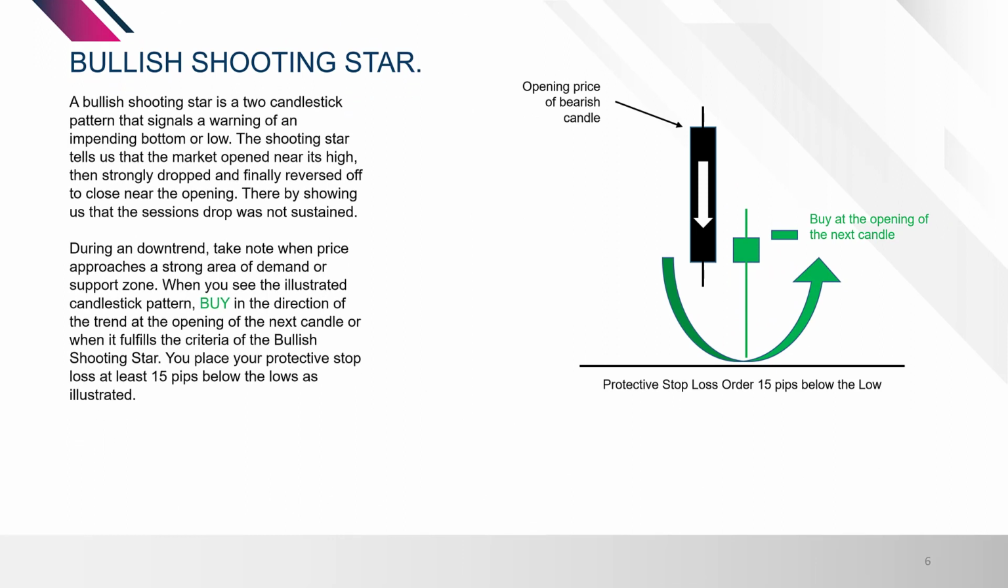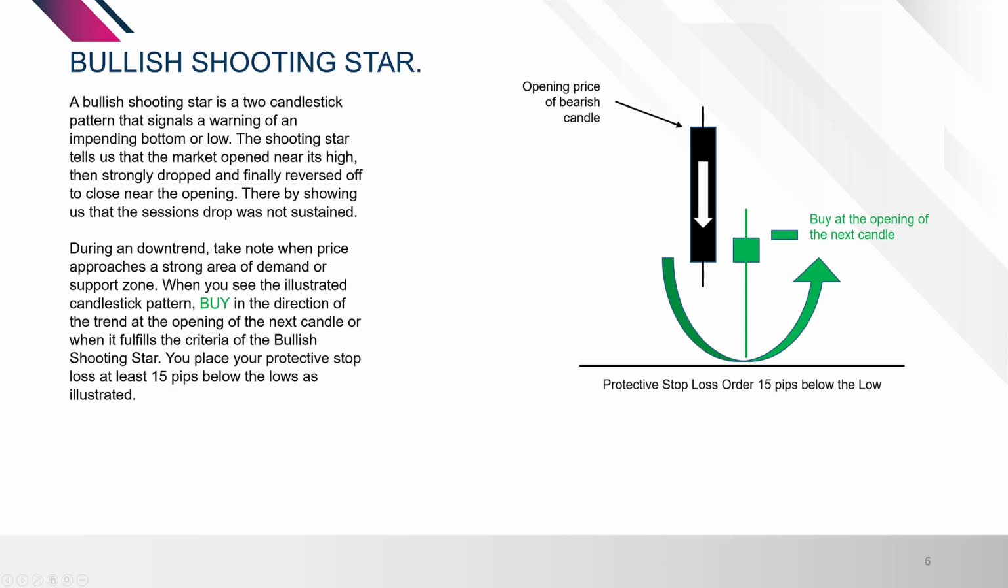A bullish shooting star is a two candlestick pattern that signals a warning of an impending bottom or low in the market structure. The shooting star tells us that the market opened near its high, then strongly dropped and finally reversed off to close near the opening, thereby showing us that the session's drop was not sustained. That's why you see on the illustration we've got a long wick here, meaning lower prices were not sustained. The bulls pushed price higher.